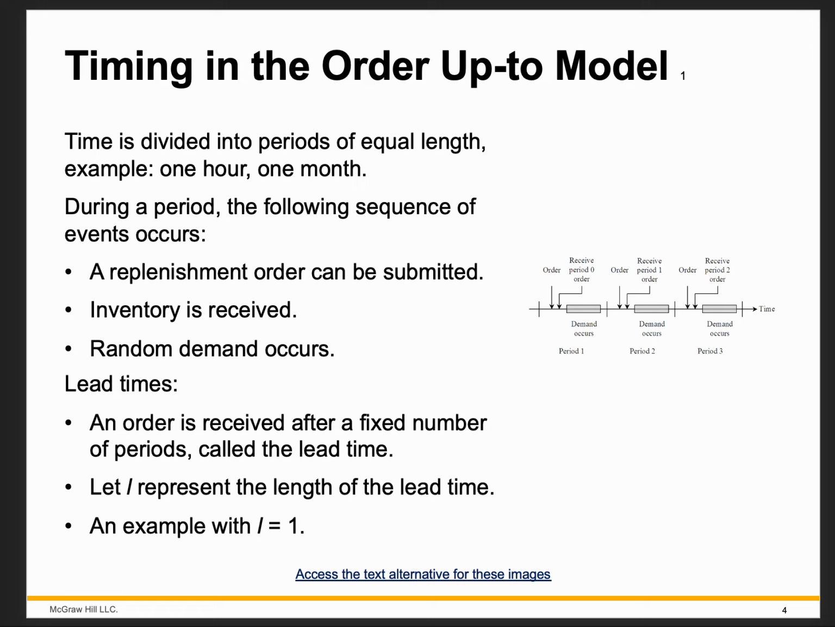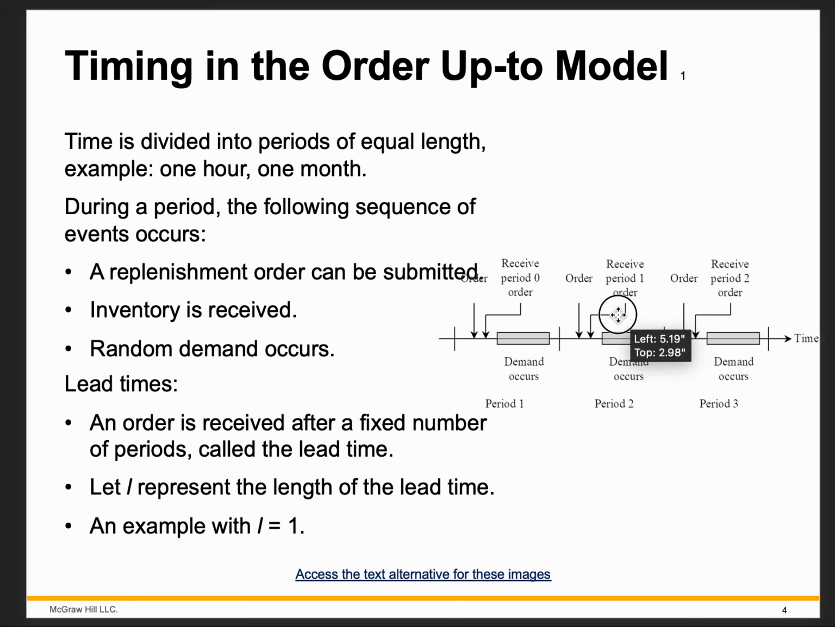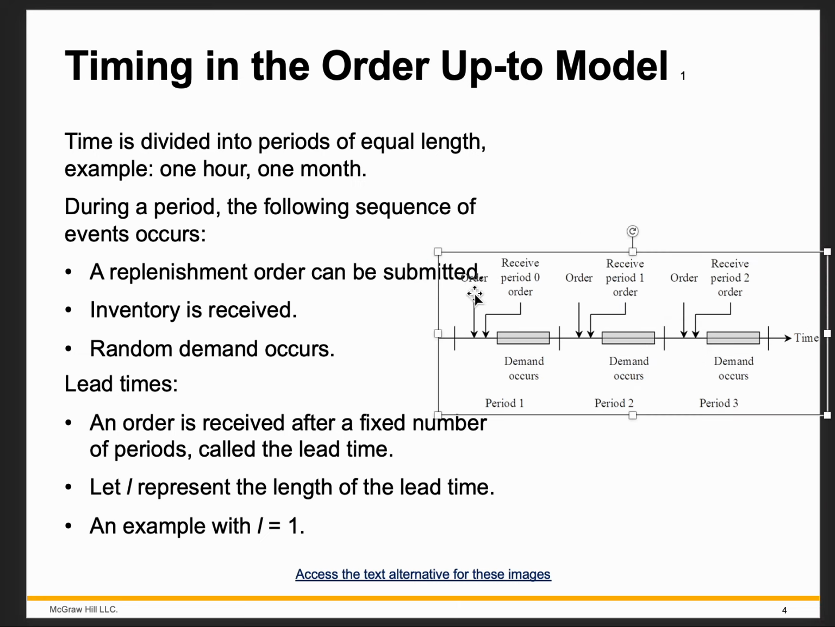So during the period, the following sequence of events occurs. You can place a replenishment order, inventory is received, and random demand occurs. If you look at the picture very carefully, I'm just going to enlarge it a little bit so you can see more. You place an order at the beginning of the period, you receive the order right after you place it, and then some random demand occurs and you have a certain level of inventory at the end of the period. Based upon that level of inventory, you place the next order. Then again, you receive the next order, then demand occurs, and so on.